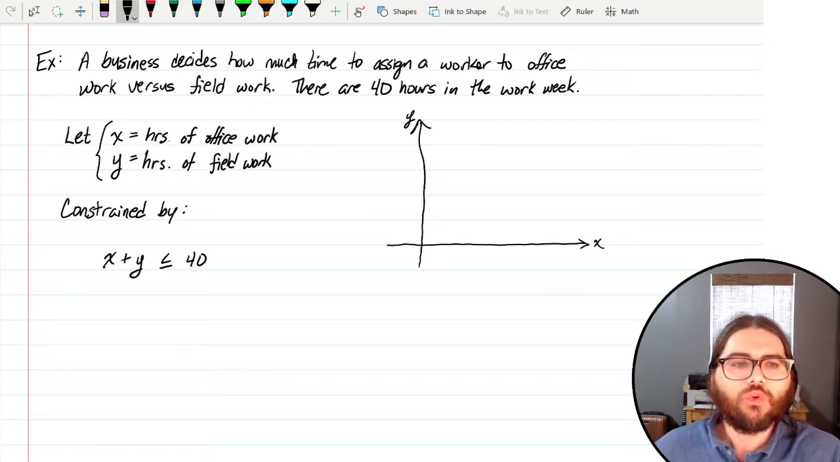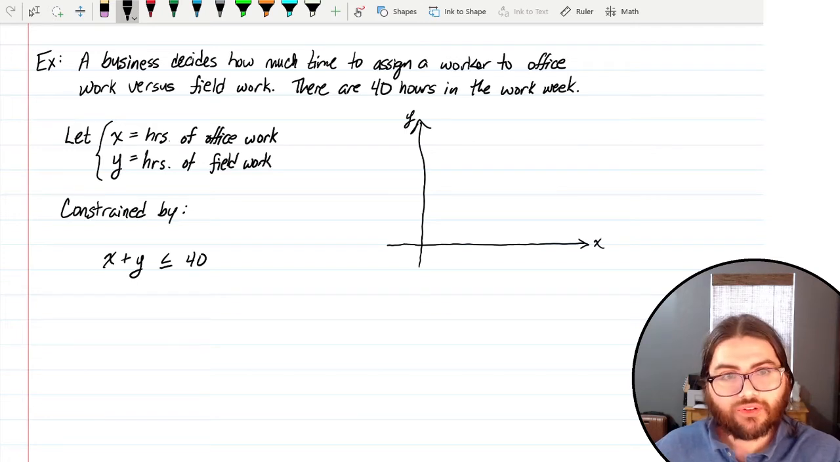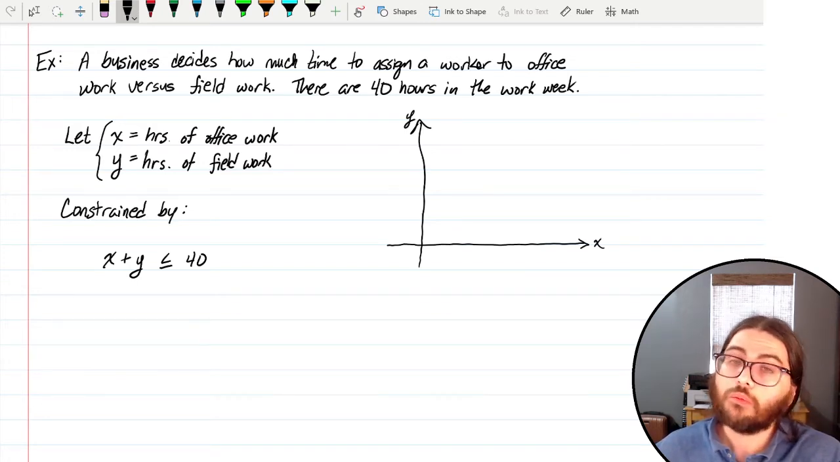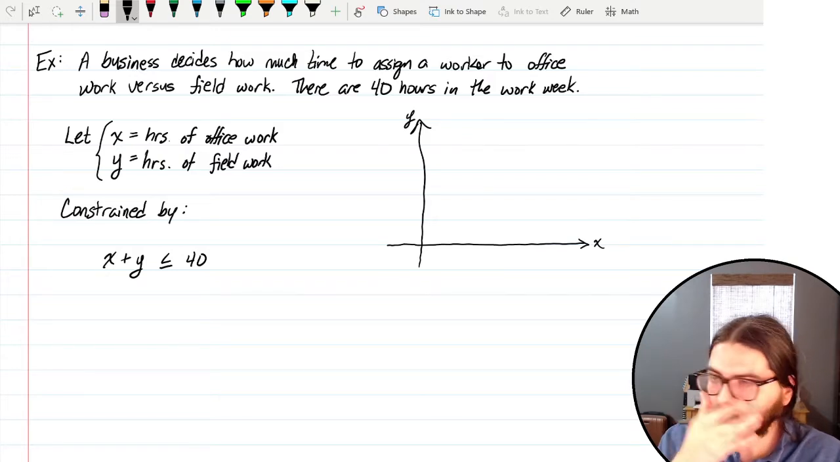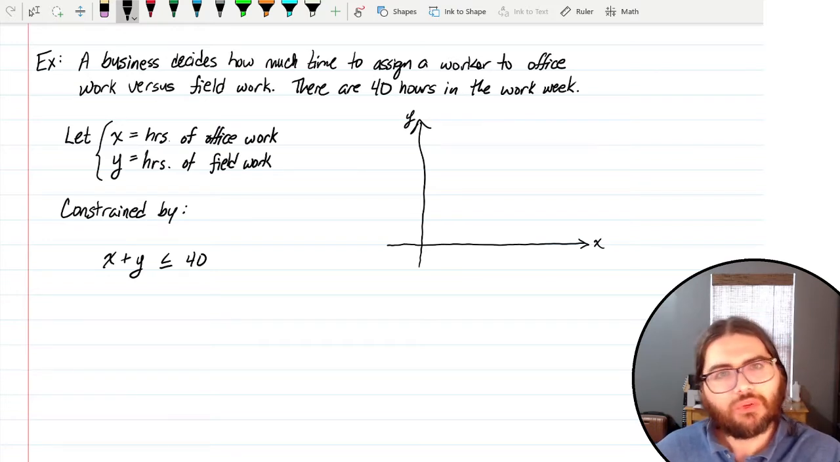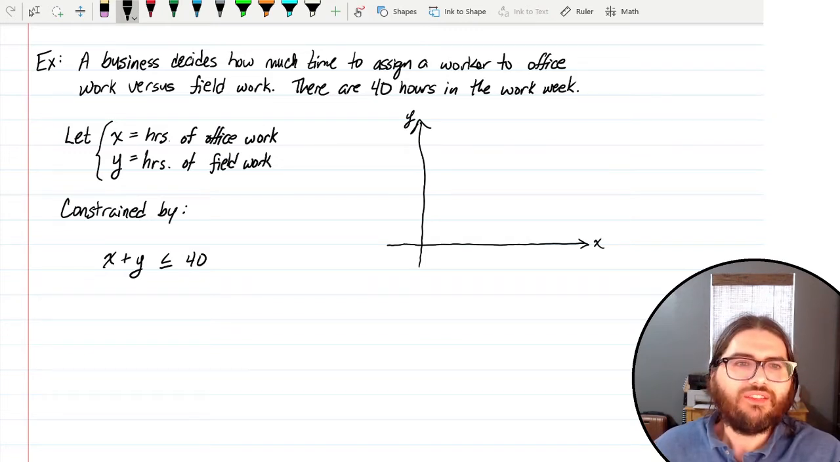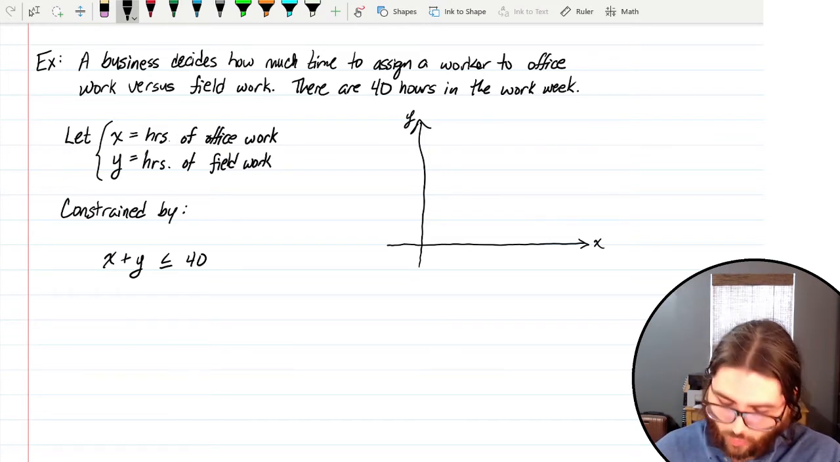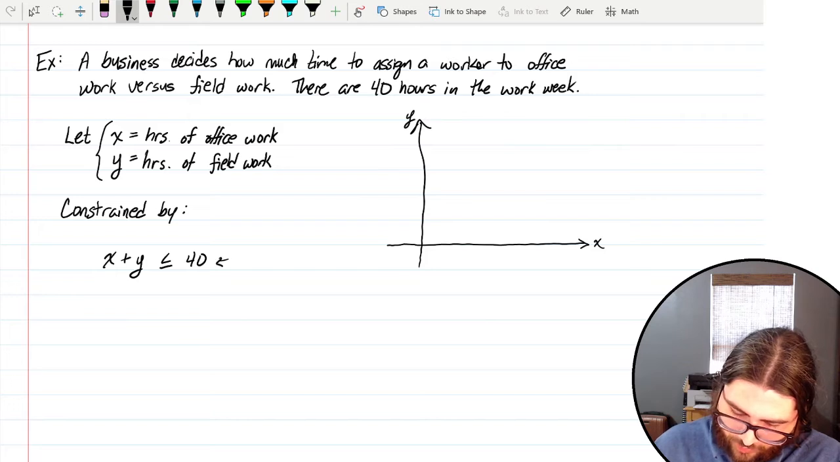I agree with you that it seems a little silly. Why wouldn't this business assign all 40 hours worth of work? But that is a possibility. We'll see later on that having this sort of region, the interior region, doesn't make a whole lot of sense because it will never be optimal. Why would business leave hours on the table if they had them available? But mathematically, I still have to consider all of the possibilities. X plus Y is less than or equal to 40. And so this is the work week constraint.